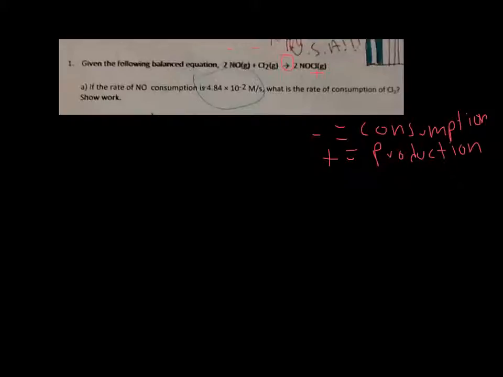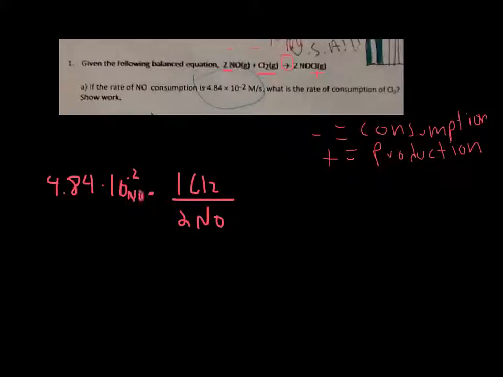Now, if you look closely, NO has a stoichiometric coefficient of 2, and Cl2, which we want to find, has a stoichiometric coefficient of 1. Now, the rate of reaction is equal for everything. Obviously, there's more NO and less Cl2, so we have to do a little review from Chem 1. This is how you set it up. You have 4.84 times 10 to the minus 2 multiplied by, now we want to have Cl2 and get rid of NO, so 1 Cl2 all over 2 NO.